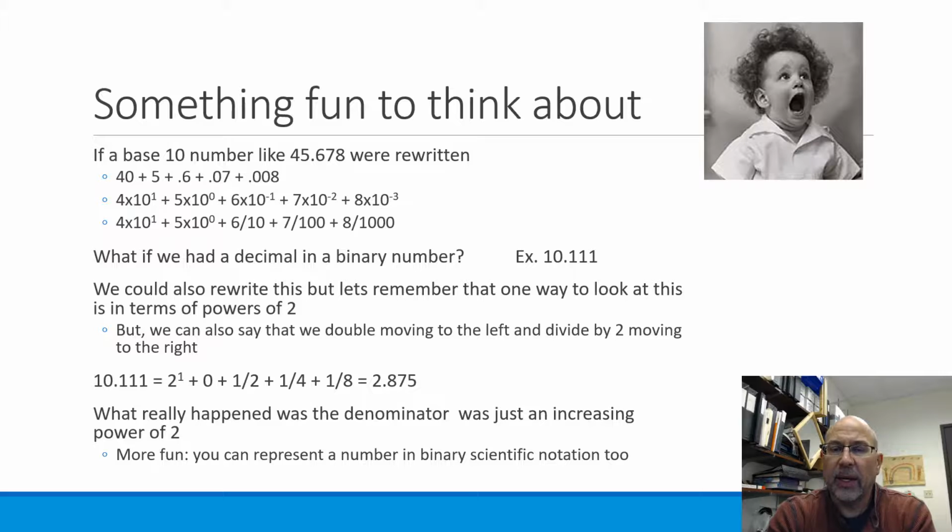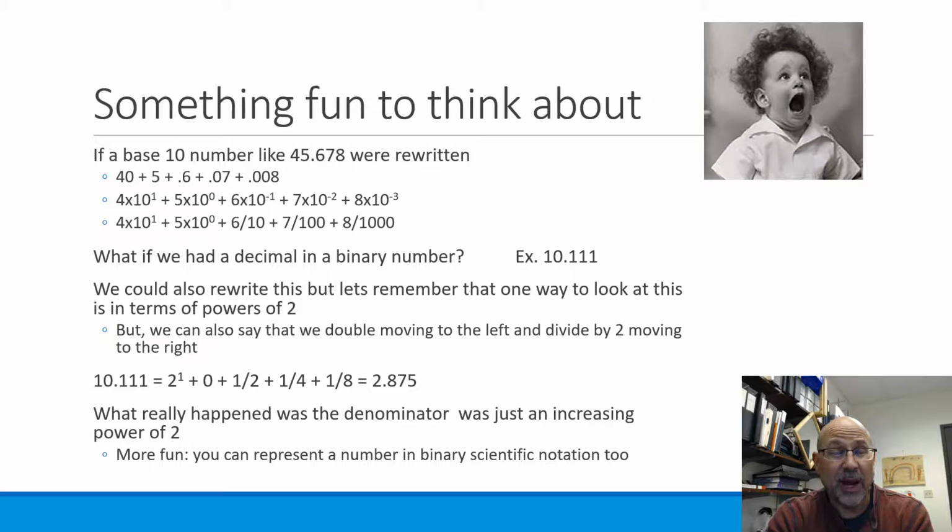So what if we had a binary number that used decimals? Well, we could look at it the same way. We just have to recognize that we have a completely different base from which to work. And so if we move to the left in a binary number, we know that we're doubling. We also know that if we move to the right in a binary number, we're cutting things in half.